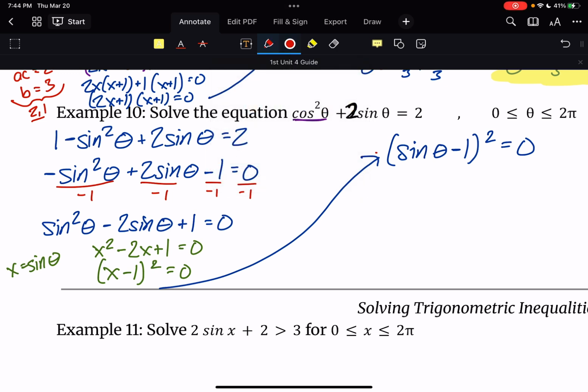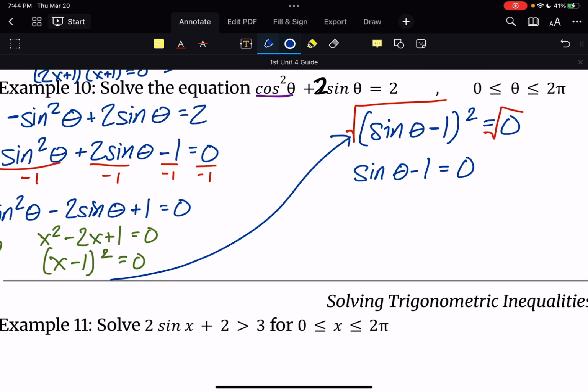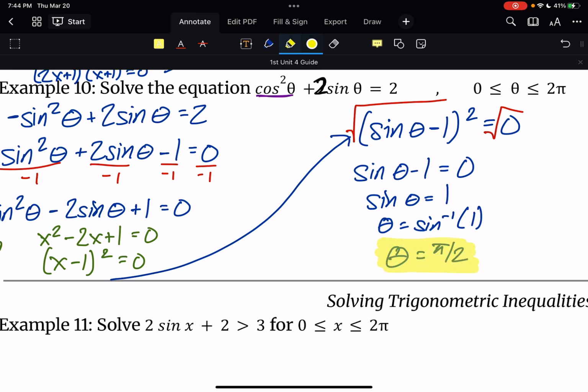So to get rid of that squared, we can go ahead and take the square root of both sides. So I get sine of theta minus 1 is equal to 0. I'm going to add 1, so I get sine of theta equals 1. And I'm asking myself, where do I get a sine of 1? And that is at pi over 2. So that is my one solution that I have to this equation.